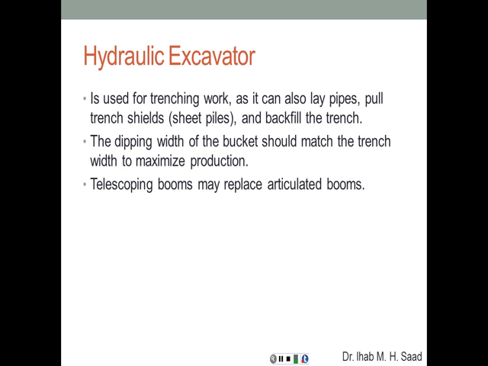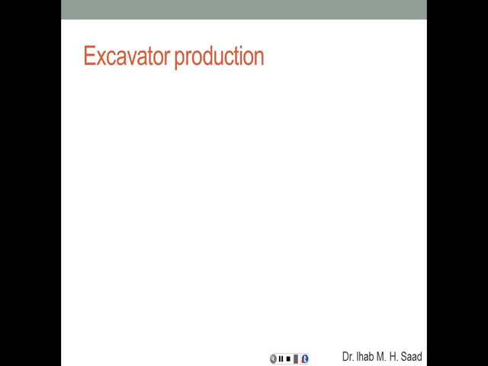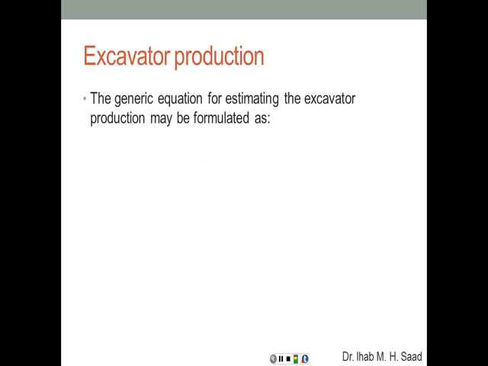Telescoping booms may replace articulated booms. So instead of the articulation, we may have telescoping booms to extend the reach of that hydraulic excavator. The generic equation for estimating the excavator production is going to be pretty much the same thing, by the way, which is number of cycles per hour times the volume per cycle. But here we are basically adding some other factors that affect the production rate. So it's equal to C times S times V times B times E.